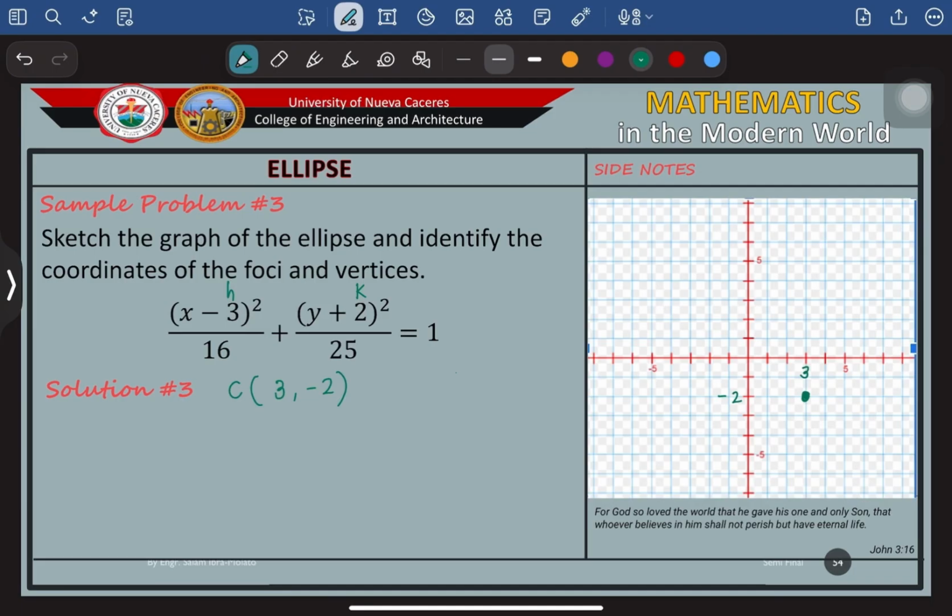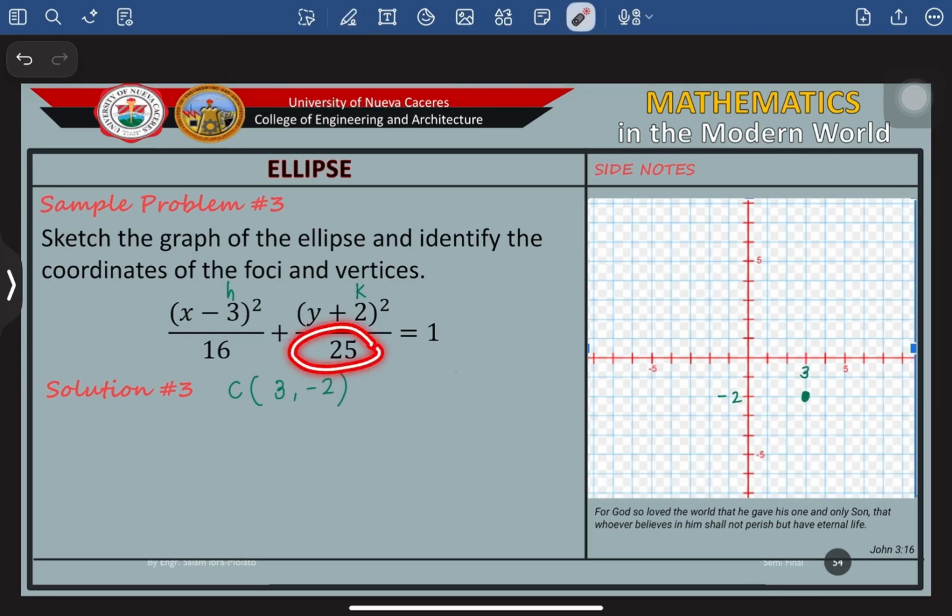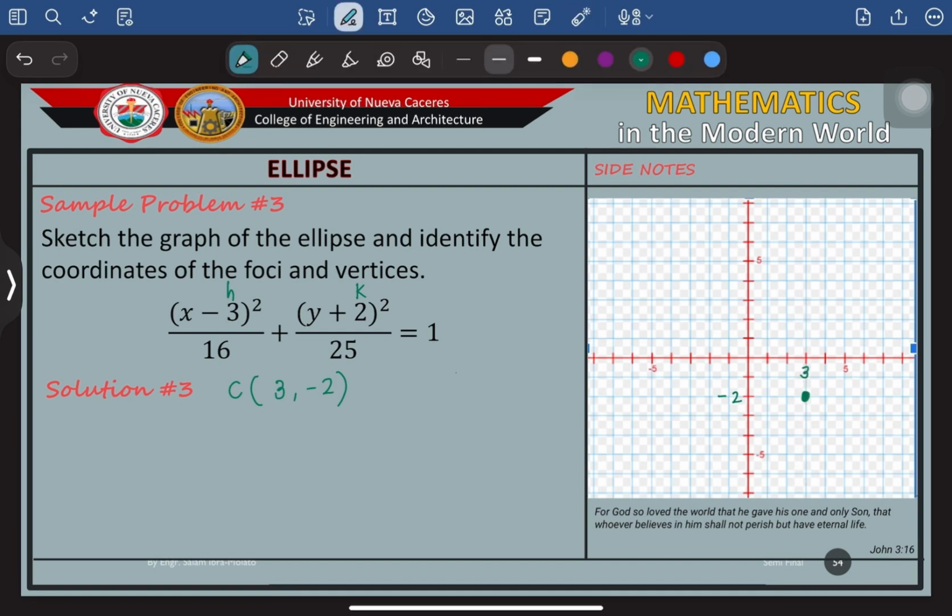Then the larger denominator, since the larger denominator is under the term with variable y squared, the major axis is parallel to the y-axis. So let's solve the value of semi-major axis by getting the square root of 25. So this becomes 5. Then for the semi-minor axis, get the square root of 16. So it is equal to 4.